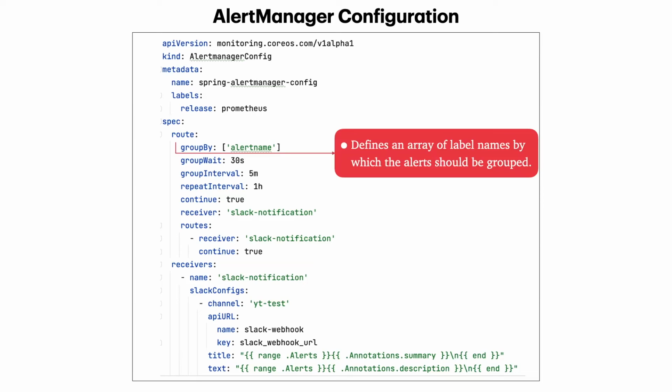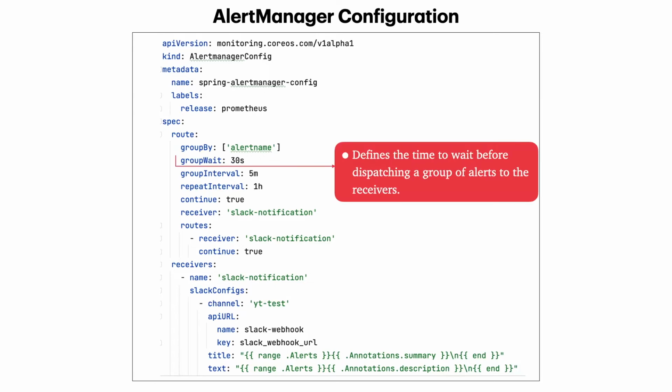Next field is group by. The group by field is an array of label names by which alerts should get grouped. In this example, alerts are grouped by the alert name label. Grouping alerts will help you in aggregating similar alerts together, so it makes it easier to manage and reduces redundant notifications.